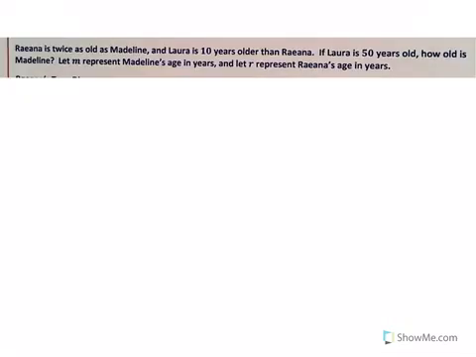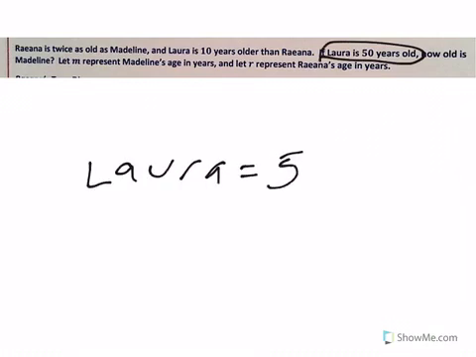Raina is twice as old as Madeline, and Laura is 10 years older than Raina. If Laura is 50 years old, how old is Madeline? Let M represent Madeline's age in years, and let R represent Raina's age in years. So again, I'm going to show you, this is how I think about it. So right now we know Laura is 50 years old. So I'm going to write Laura is 50.